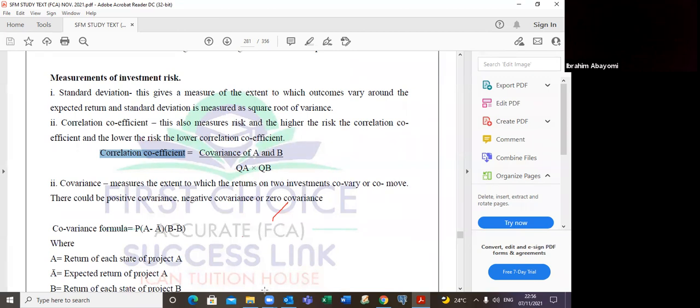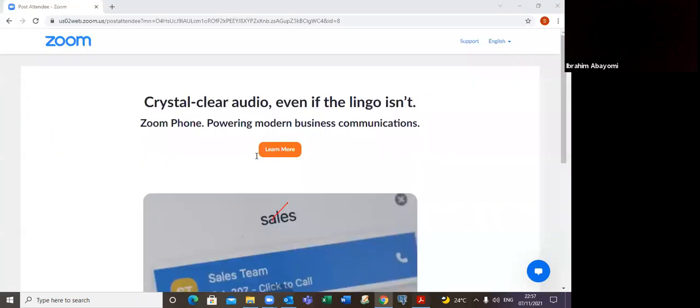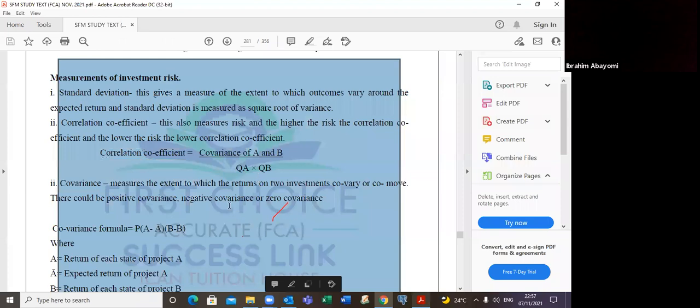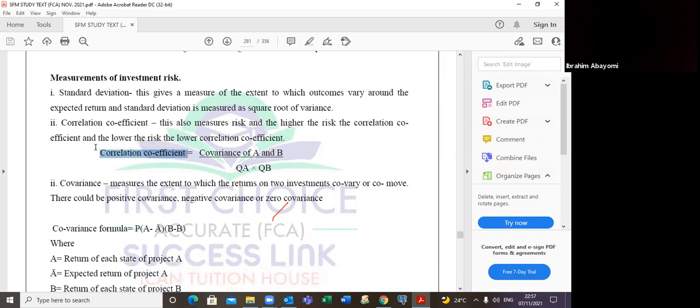Now, how to compute covariance? If you want to compute covariance, you just make covariance the subject of the formula. So covariance AB is equal to the correlation coefficient of AB, which you can write as small letter r AB, that's the correlation coefficient of investments A and B, times the standard deviation of A times the standard deviation of B. Please put this formula in your note.